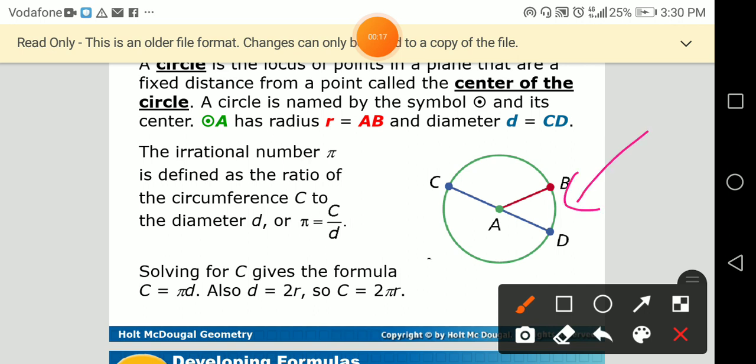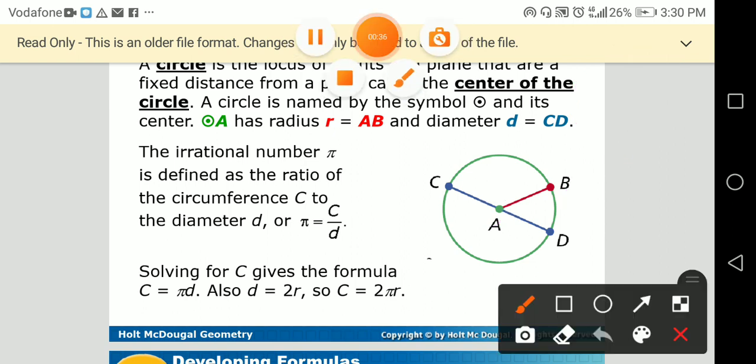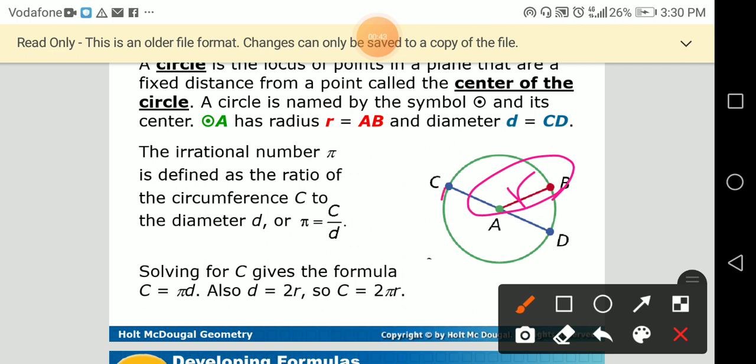We have the center of the circle here, A, and the circle is denoted by this symbol and its center. So the circle here is called A. We have here the radius. What about the radius? What do you think? We have taken this before. The radius here, AB, is called what? It's the radius. What about the diameter? The diameter is CD. CD is the diameter.